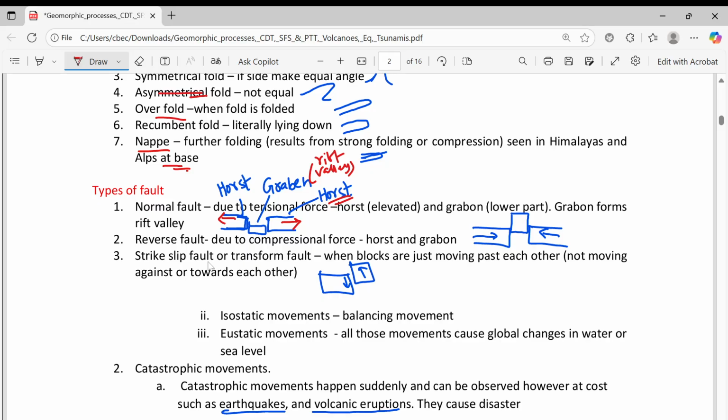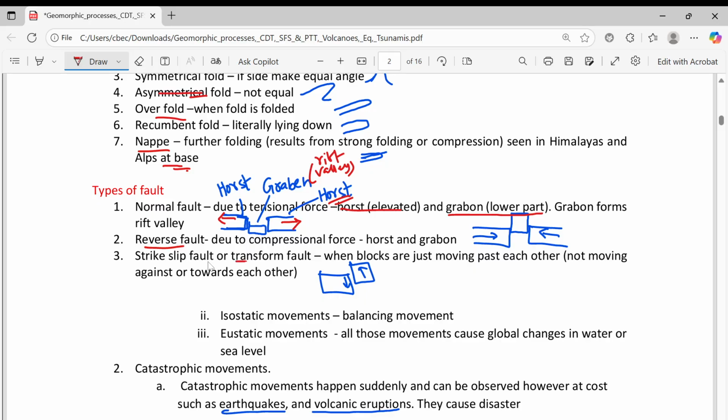Horst means the elevated part. Horst is the elevated part. Graben is the lower part. This elevated part is called block mountain. This lower part is called the rift valley. Similarly, reverse fault means here compressional force.